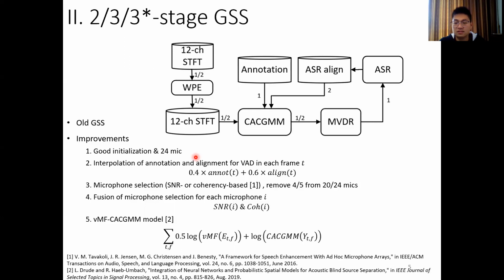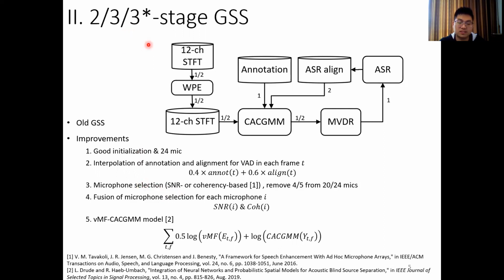And next, the VAD for each frame can be reformulated as an interpolation of annotation and alignments. Also, we can use microphone selection. For example, we use the SNR-based selection to remove 4 and 5 microphones from the total 20 and 24 microphones. The points of 1, 2, 3 made up the three-stage GSS.